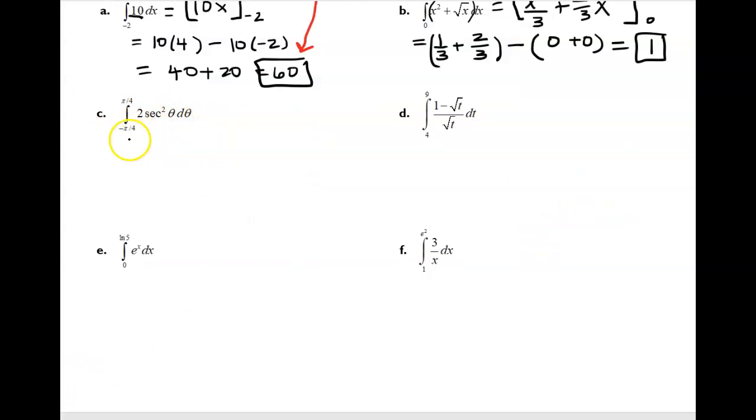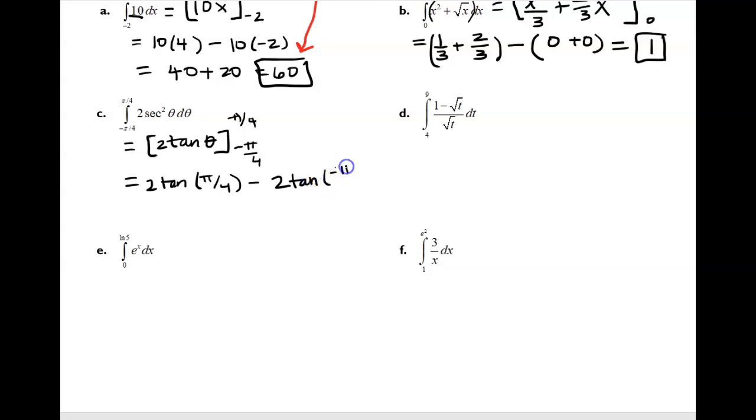All right, in C, we're integrating from -pi/4 to pi/4 of 2 secant squared theta d theta. So our antiderivative of 2 secant squared is 2. Remember, the derivative of what function is secant squared? That is tangent of theta. And then I evaluate from -pi/4 to pi/4.